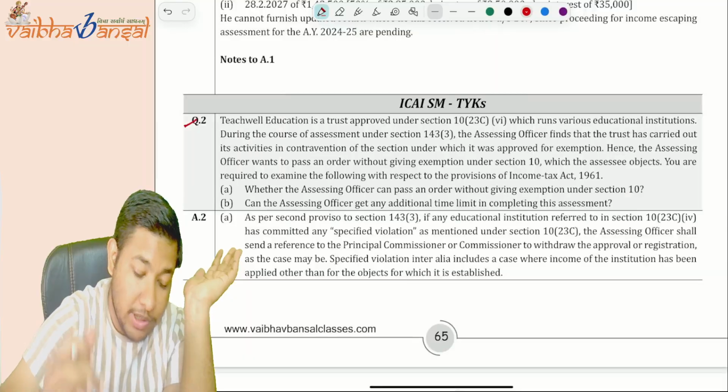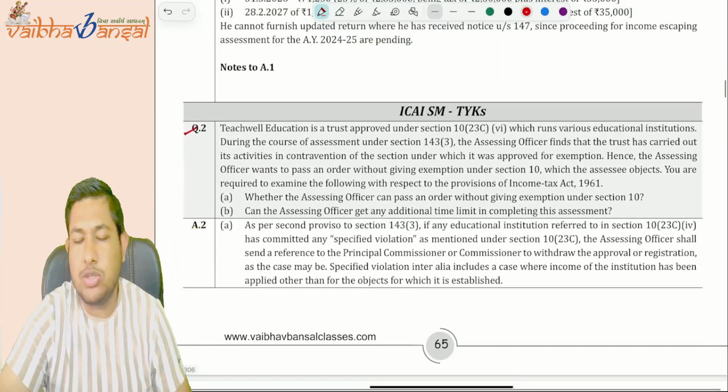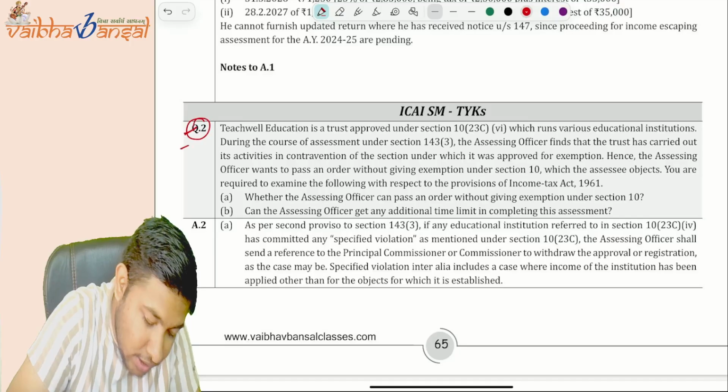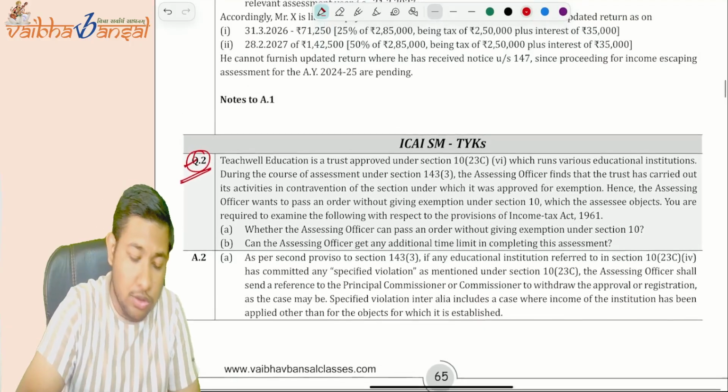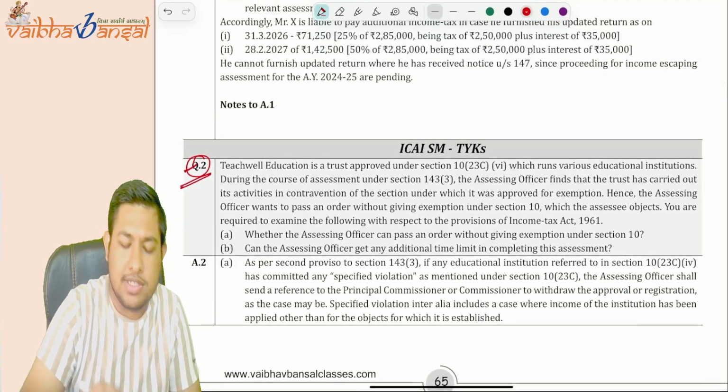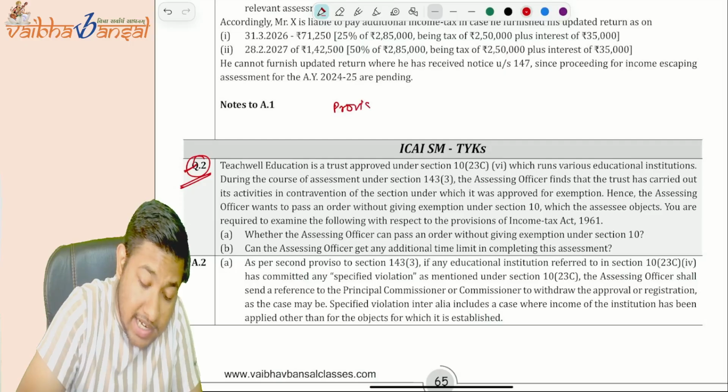Now coming to the question bank, question number 2. This question you need to solve. I am giving you 2 minutes, solve it by writing. What you need to do: this is a case law. If this is a case law, I have said it various times.